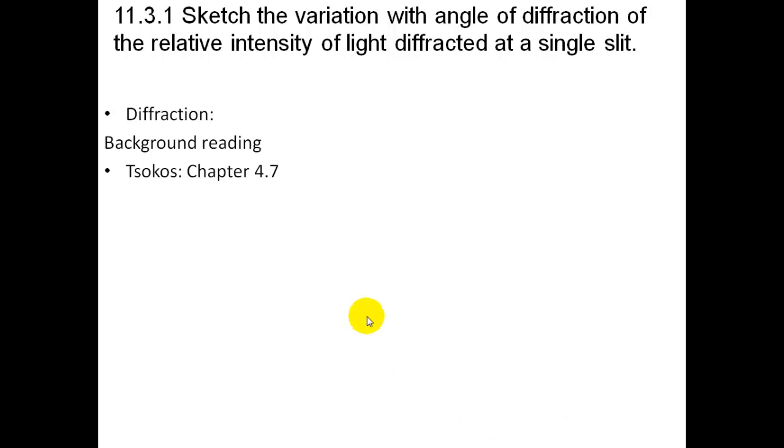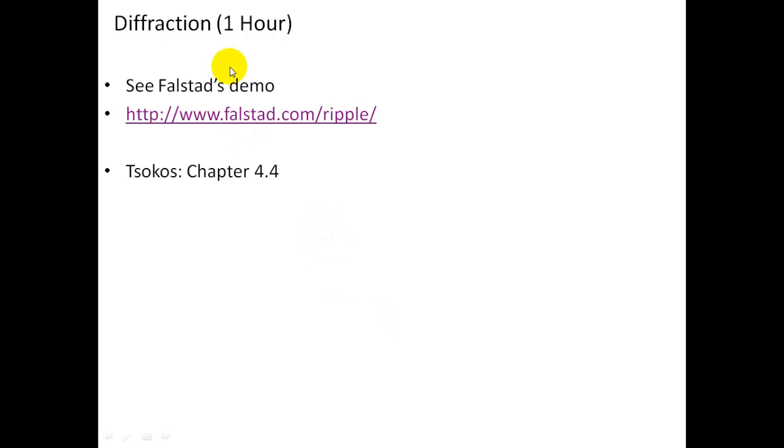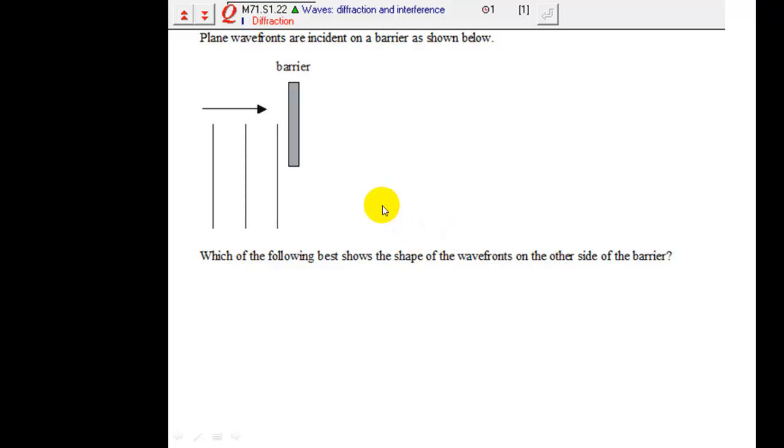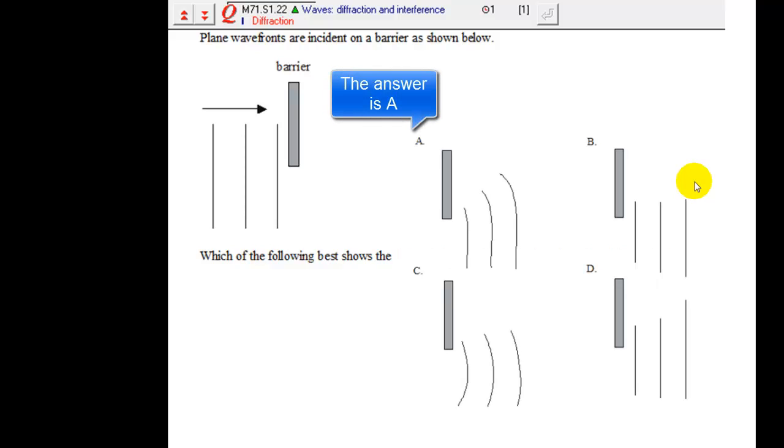You can go to this web page here, which is a good one. Now you know what happens here. What will the pattern look like afterwards? So pause and try to draw what you think it would look like afterwards. These are the solutions.